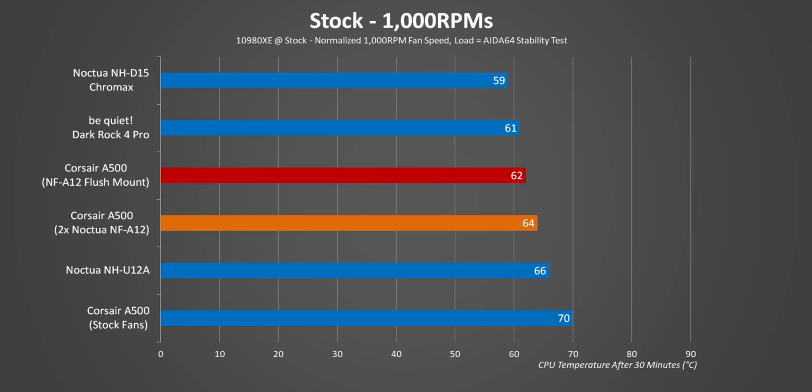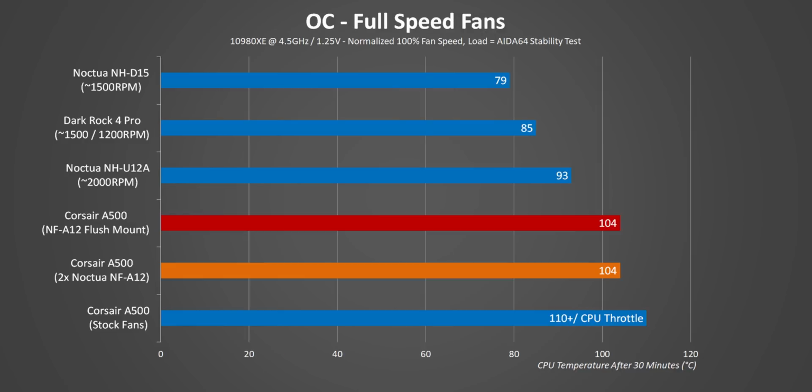So first of all, on the stock settings at 1000 RPMs, we only saw about a 2 degrees Celsius difference, and that's well within the margin of error. But then when we go to the overclock settings, this thing still gets completely overwhelmed by the thermals put out by the processor. The flush mount fans did not do a thing. All right, on to phase two.